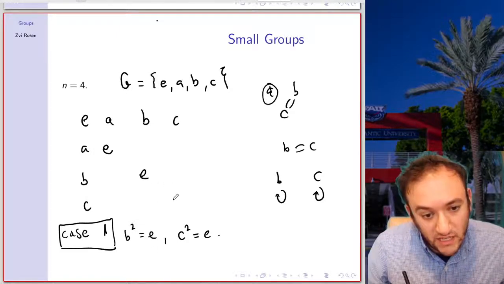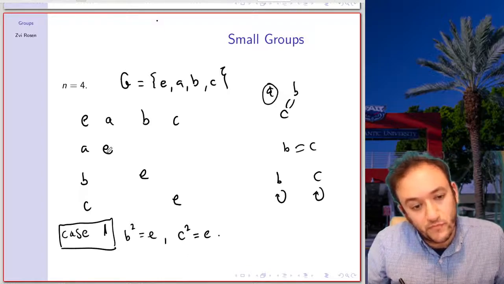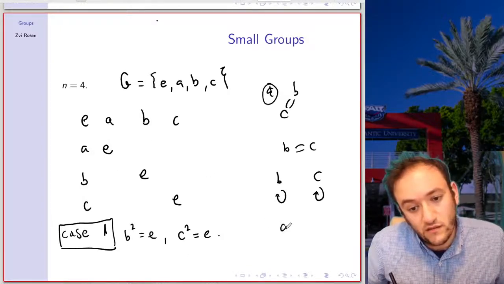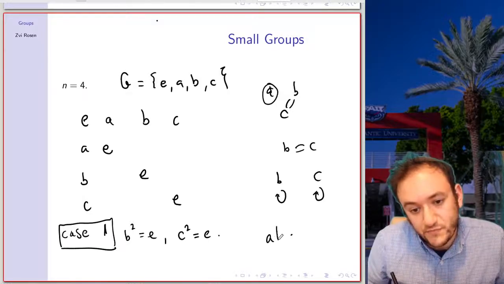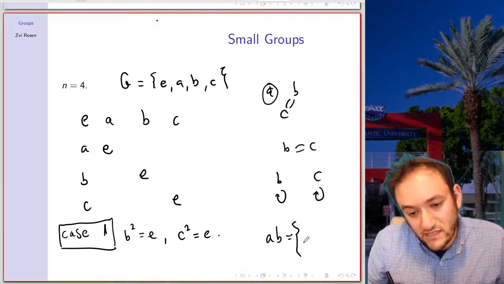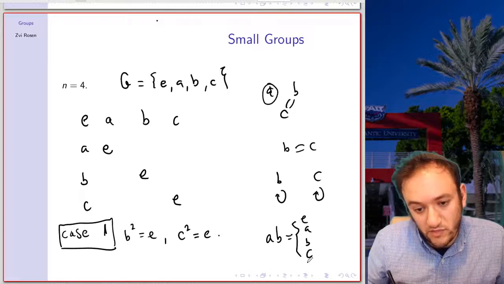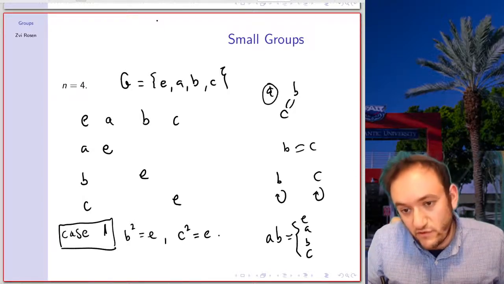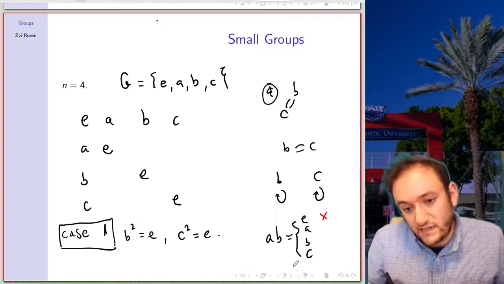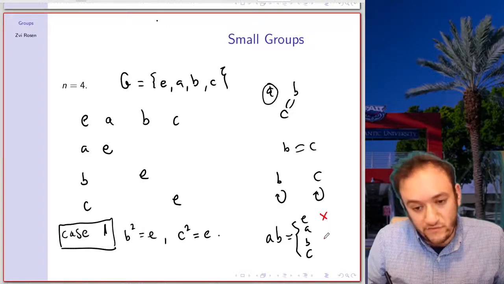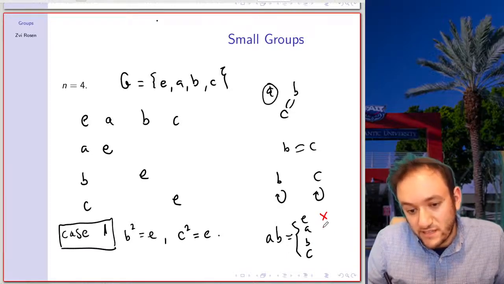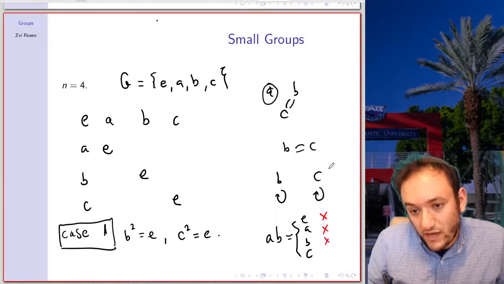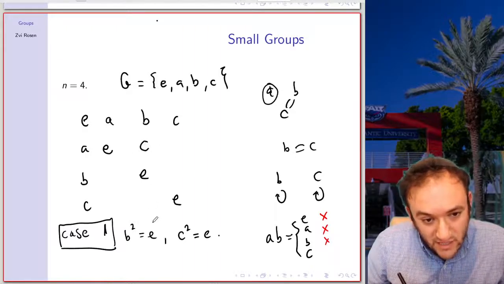We're going to put an E here and an E here. Well then, if we have AB, now we have to consider what AB and all of these other products are. AB has to be equal to E, A, B, or C. Since A is its own inverse, AB is not E, because inverses are unique. AB can't be A or B, because then you could cancel, so that leaves only one option. So this will have to be C.